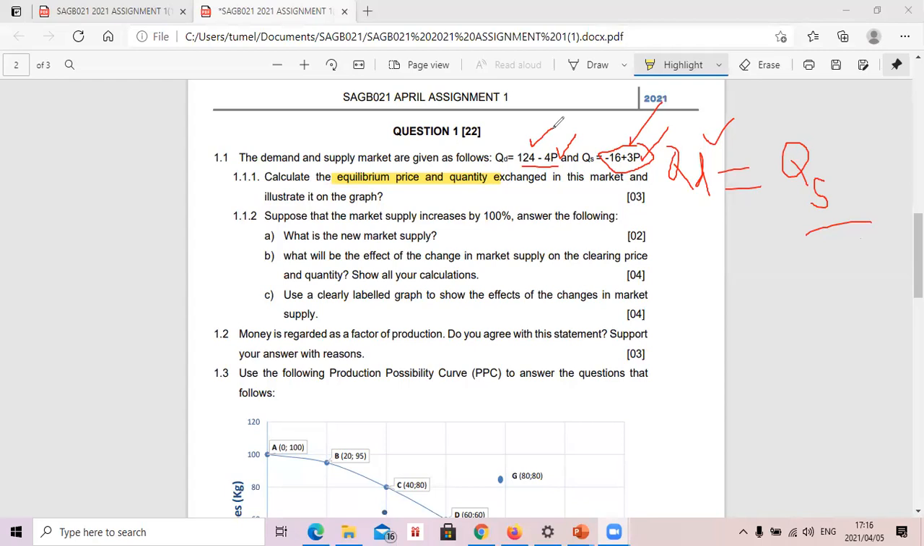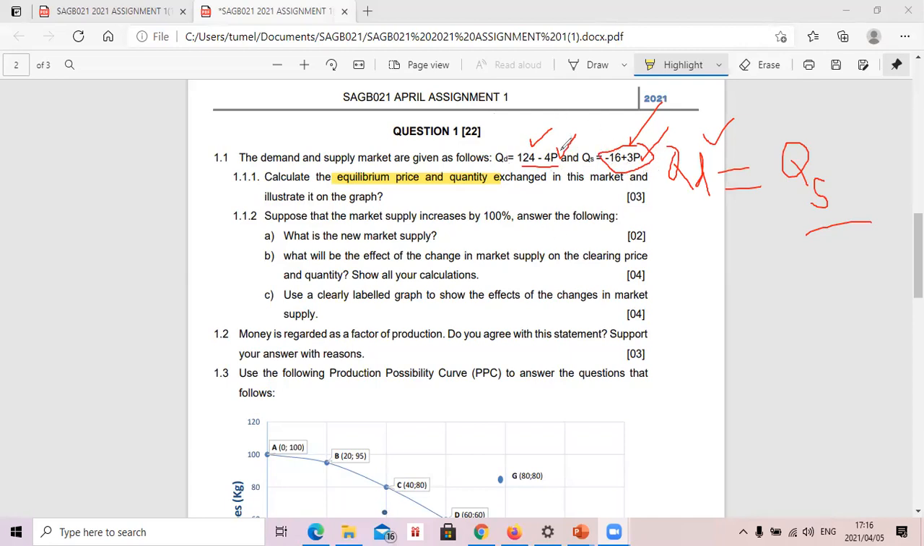So someone got 44 as the answer. Do you all get 44? Yes. Good. Those who are using QD, when they substitute P, they will get 44. Same applies to those who are using QS.